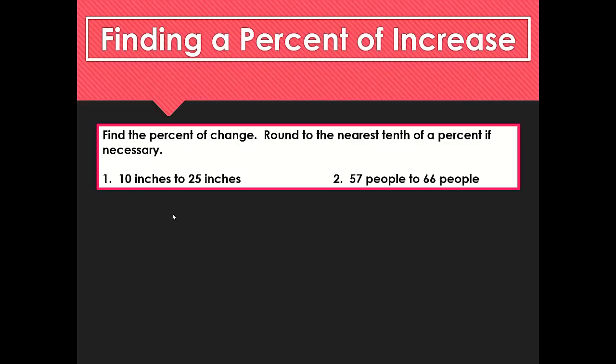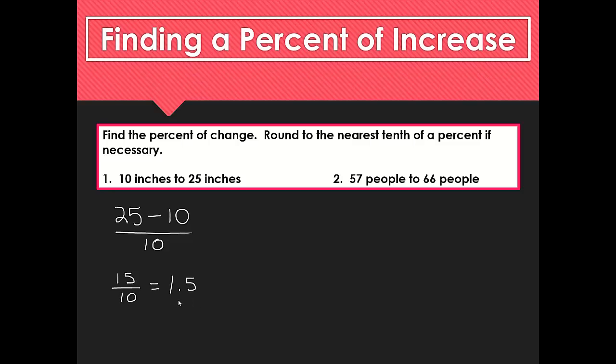So the percent of increase would be equal to the new amount, which is 25, minus the original amount, which is 10, and that's all divided by the original amount, which again is 10. 25 minus 10 is 15. And then we have 10 in the denominator. So we have 15 divided by 10. And when we divide 15 by 10, we get 1.5, or 1 5/10.